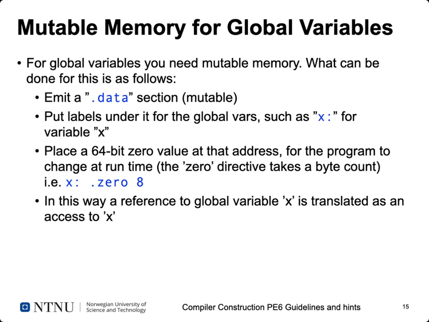So we could say x colon, which means we want to declare a global variable x, and then we say .quad 0, so it contains 8 bytes of zeros, which would be a 0-initialized 64-bit value. Whenever we access a global variable x, reading or writing, we just translate it into an access to our label x. And remember, these accesses also have to be PC relative, so instruction pointer relative. Using global addresses is no longer supported here.